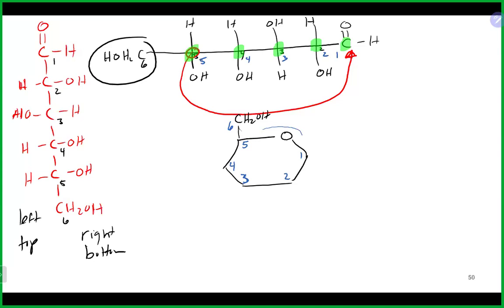I'm going to go to carbon number 4, and at carbon number 4, I can clearly see my OH group is down, right? So I'm going to put an OH group going down at carbon number 4. At carbon number 3, I can clearly see my OH group is up. So we're going to go up with an OH group at carbon number 3. Carbon number 2, OH group is down. So we'll go OH on the bottom.